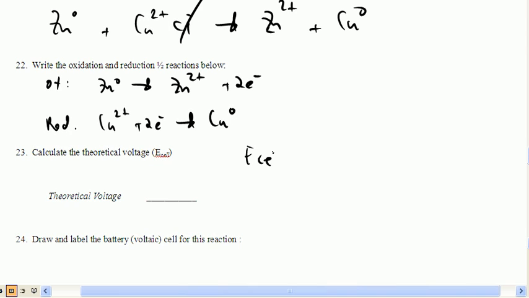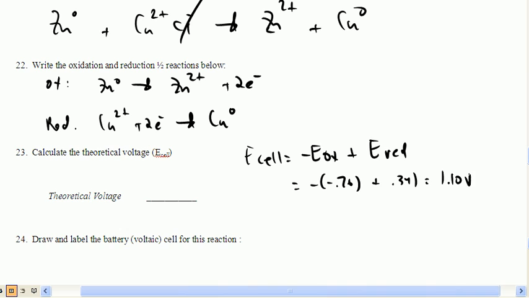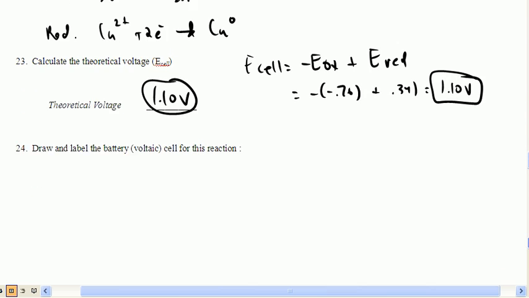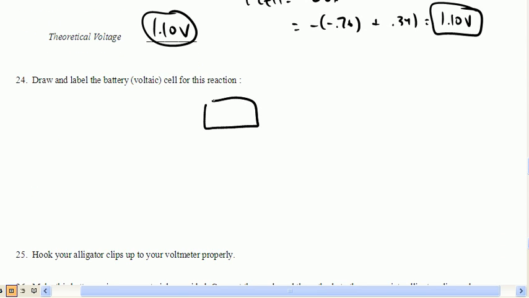So we're going to calculate E cell, which is going to be negative E ox plus E reduced. Zn is oxidized, so it's going to be a negative 0.76. Copper is reduced, so we're not going to switch that. That's going to be 0.34, equaling 1.10 volts. So that's the theoretical voltage of 1.10 volts. Draw and label this battery.